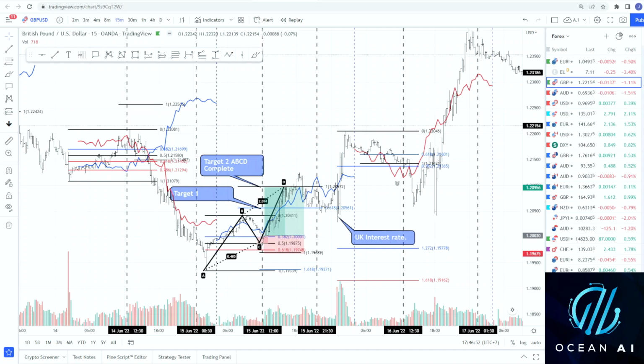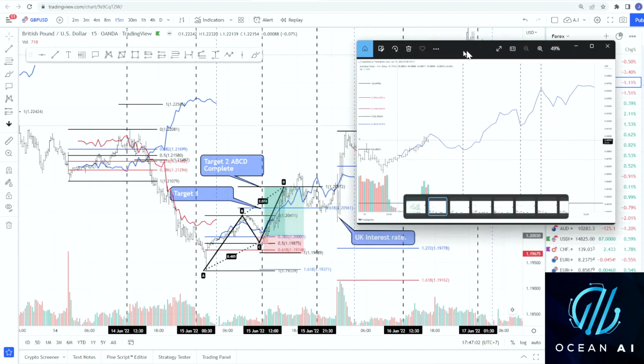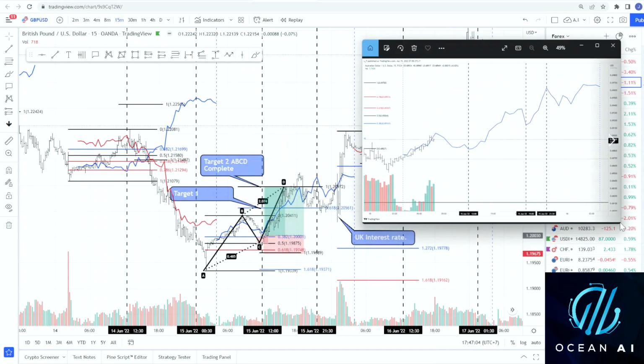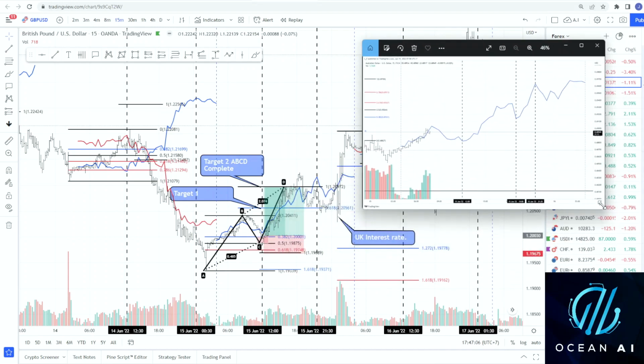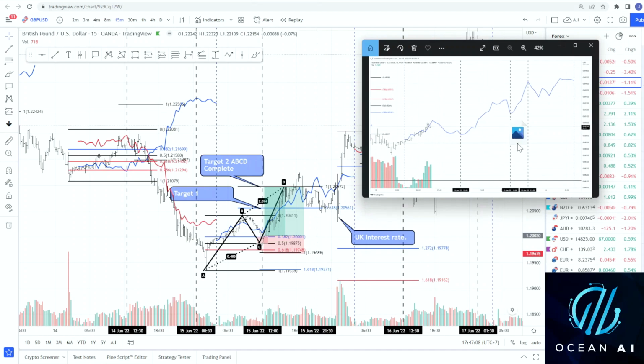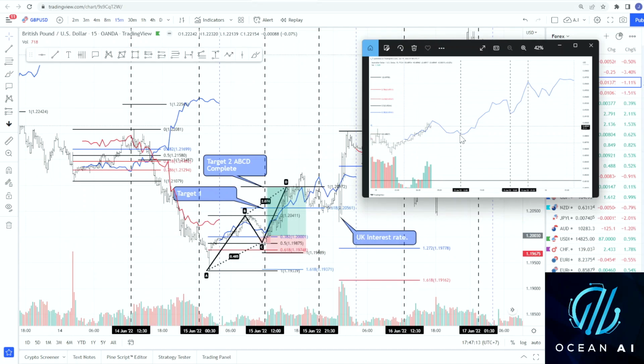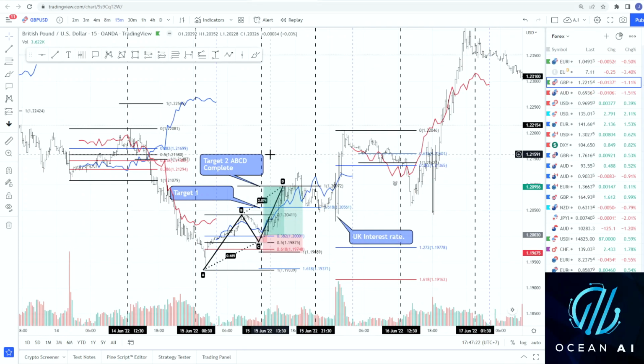With that, what did I send out? Must be this one. No, this one here. Yeah, so I sent out this one earlier on in the day when we were here. I was looking for that pullback into this time at 12 o'clock and then looking for the move up. So we got that, and that's why we entered that trade.